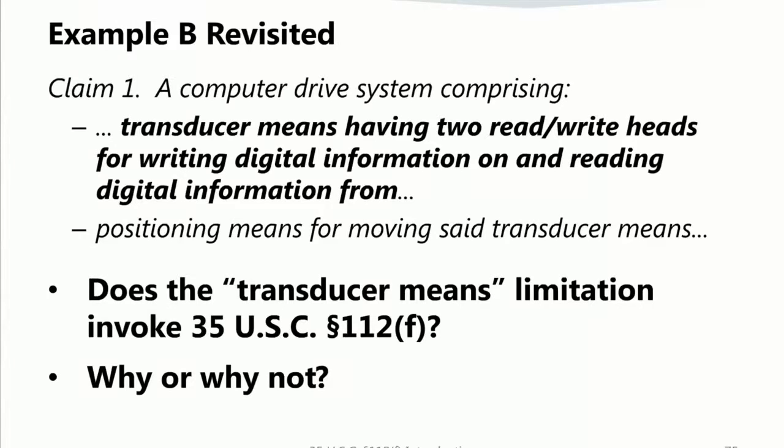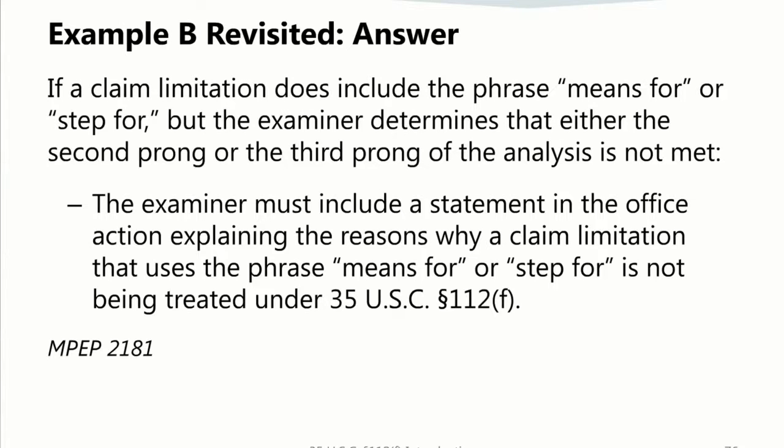In this revised example, we have a claim limitation that does provide structure for the transducer means as being read write heads. The question the examiner must determine is, does the inclusion of the two heads provide enough structure to provide the claimed function of writing digital information on and reading digital information from? The explanation of why or why not is critical. If you determine that the claim language, even though it employs means for or step for language, does not invoke 35 U.S.C. 112(f), then this must be explained in the office action.